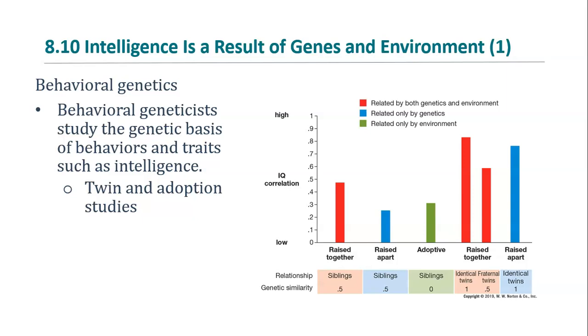So when we look at genetic studies, what we're saying is, if, let's say, identical twins have twice the similarity in their IQ scores as fraternal twins, that suggests that 50% of the variance is due to genetics. That doesn't mean that any one individual's IQ is determined 50% by genes.